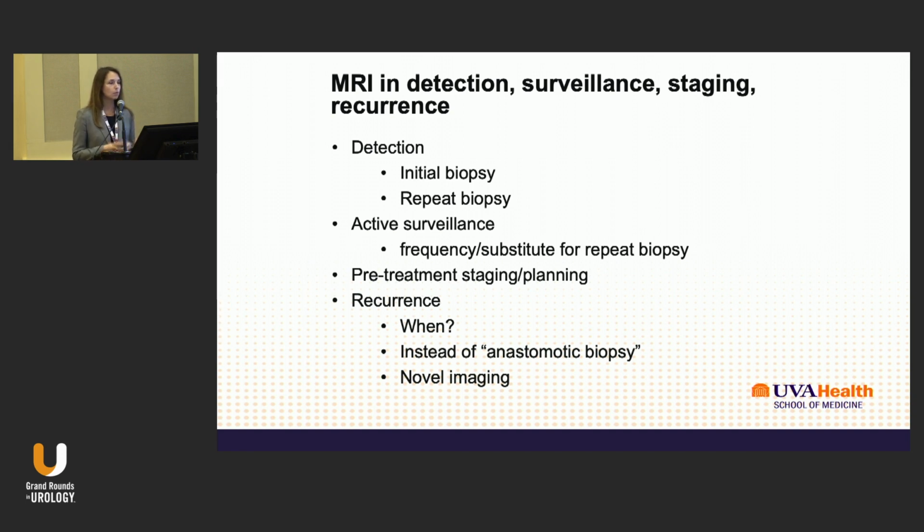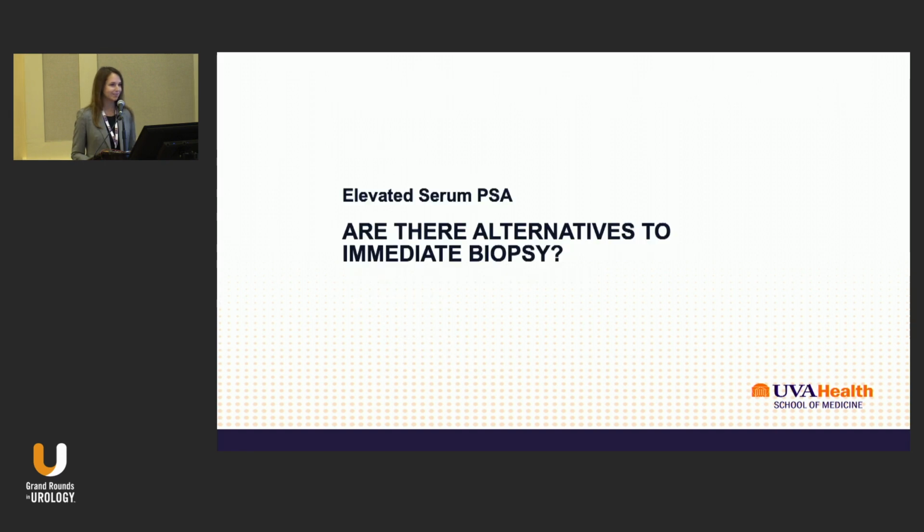So in detection, before initial biopsy, certainly before repeat. In active surveillance, how often, and can we substitute it for a repeat biopsy? I think this is well established in pretreatment staging and operative planning and radiation planning. And then in prostate cancer recurrence, when do we use this? What PSA? Can we do this instead of the anastomotic biopsy? And then lastly, a little bit about novel imaging, because that's the exciting part of all of this.